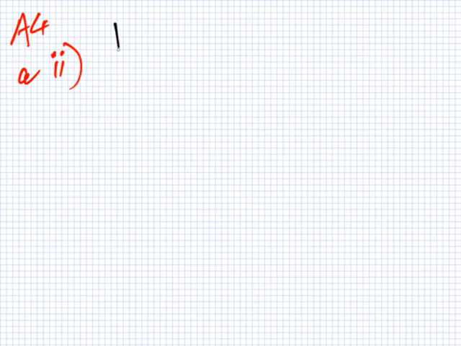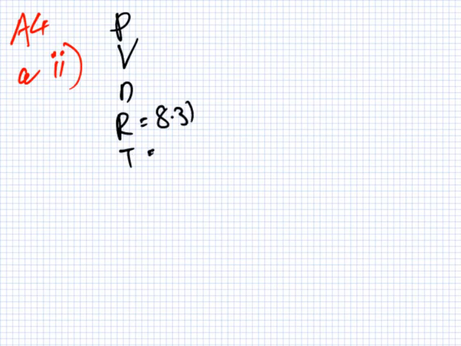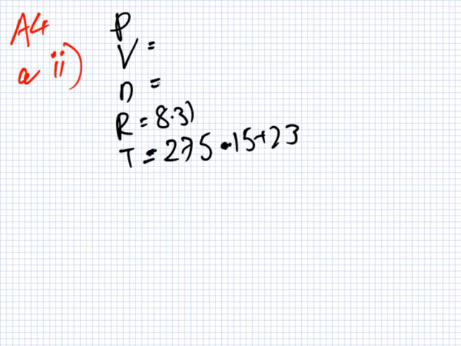So you have P, V, N, R, and T. The T is 273.15 plus 23, to be more accurate for absolute 0. The N we don't know. The V do we know? We do.